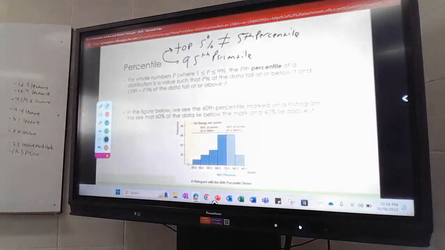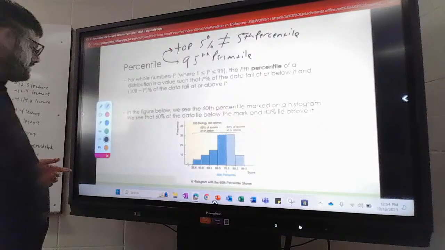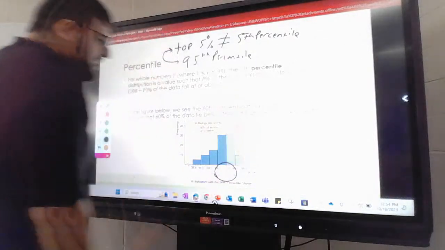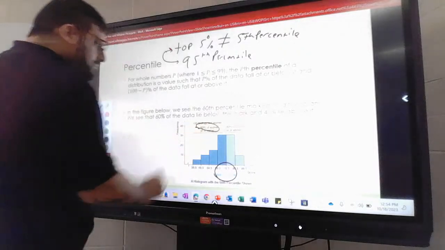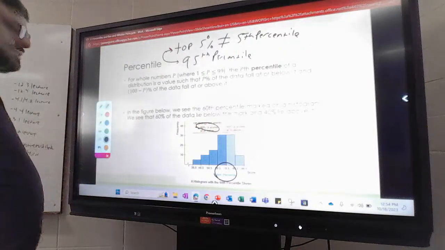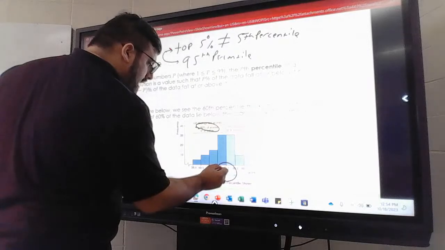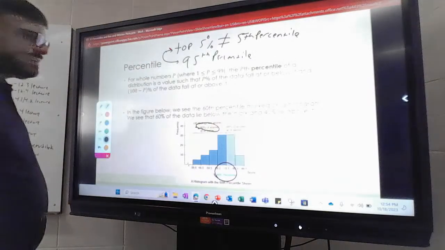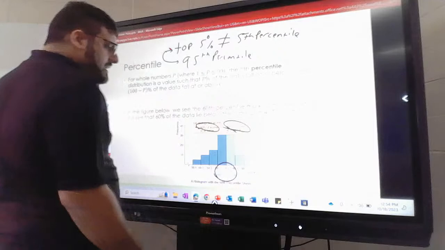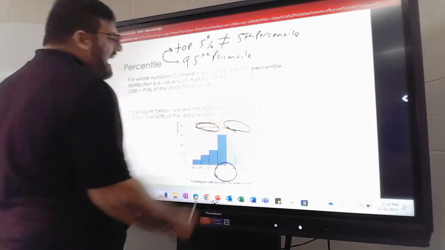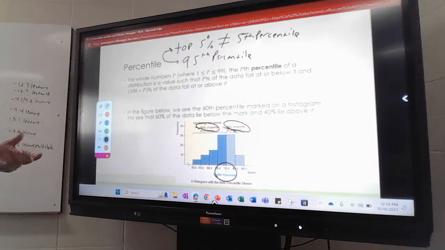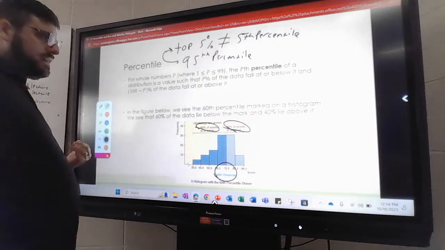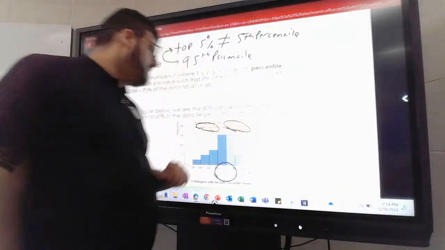So here's another example. Here's a histogram that shows a 60th percentile. So 79.5 is the 60th percentile. That tells me that 60% of the biology test scores are either 79.5 or lower, and 40% are either at 79.5 or higher. So 60% of the data for a 60th percentile lies below the mark, and 40% of the data lies above the mark.